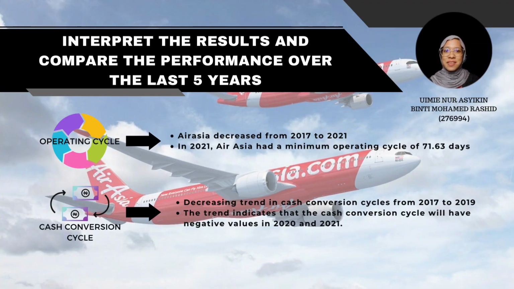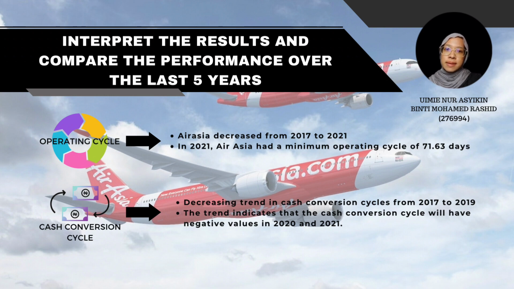Assalamualaikum and hi. So I will continue with my part, which is to interpret the results and compare the performance over the 5 years. The operating cycle trend for Asia decreased from 2017 to 2021. In 2021, Asia had a minimum operating cycle of 71.63 days, indicating a positive short cycle that attracts investors and allows for rapid expansion. The decreasing trend in the operating cycle explains Asia's fast inventory sales, reduced payment terms and stricter credit policy.